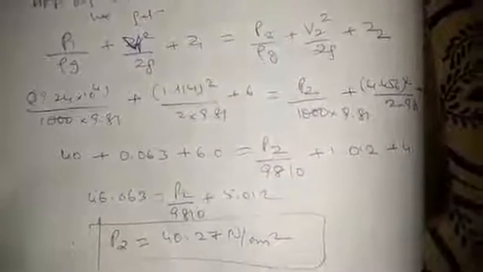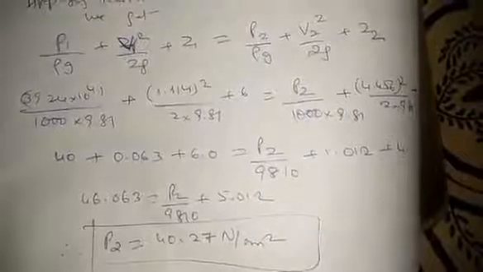So substitute all the values. P1 you know, and rho for water, the density is 1000. Then similarly V1 is also known. Then Z1 is 6. Similarly P2 you need to find out. So rest of the things are known. You substitute in this equation. Once you substitute in the equation, you will get the value of P2. The value of P2 from this equation is 40.27 Newton per centimeter square.